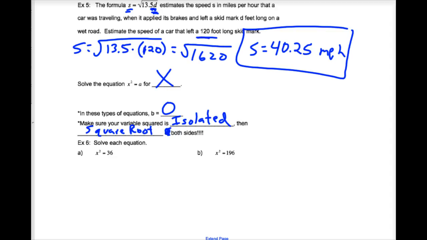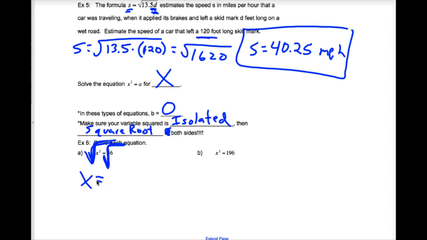Okay? So, let's solve each equation. x squared equals 36. The x squared is isolated. It's by itself already. Square root both sides, and show that. You have to put your square root symbols on both sides. What's the square root of x squared? x. That's why we do it.